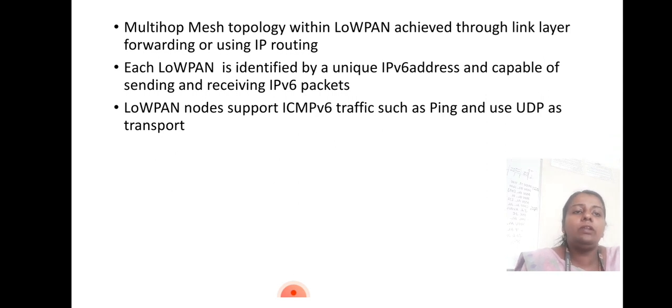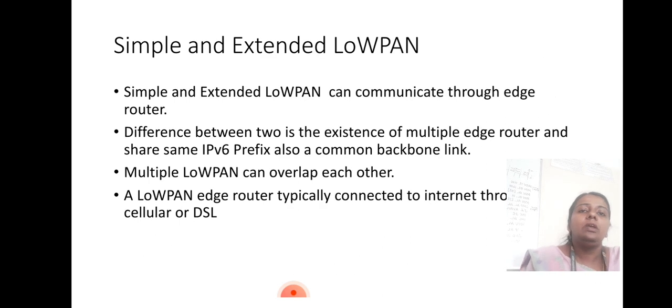Each LoWPAN node will be identified by one unique IP address, and it will be capable of both sending and receiving IPv6 packets. These LoWPAN nodes will support ICMPv6 traffic, such as ping, and use UDP as a transport protocol. About simple and extended LoWPANs: they can communicate through edge routers. The difference between the two is the existence of multiple edge routers, which will share the same IPv6 prefix and also a common backbone link.